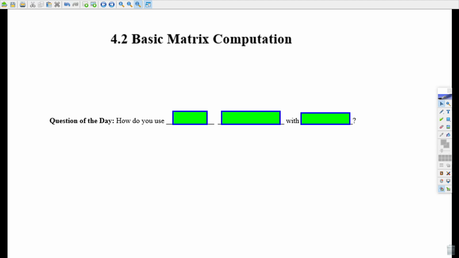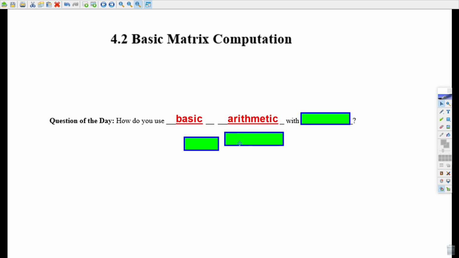So now we're going to move on to 4.2, and we're going to do some basic matrix computation. Now that we know how to identify the dimensions of matrices and figure out the elements and what they look like, we're going to move on and do some basic arithmetic. So for today, how to use basic arithmetic with matrices.